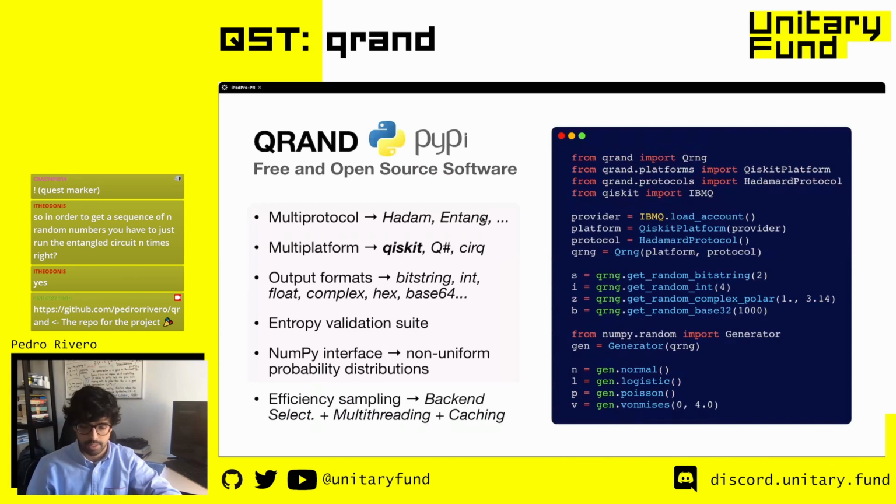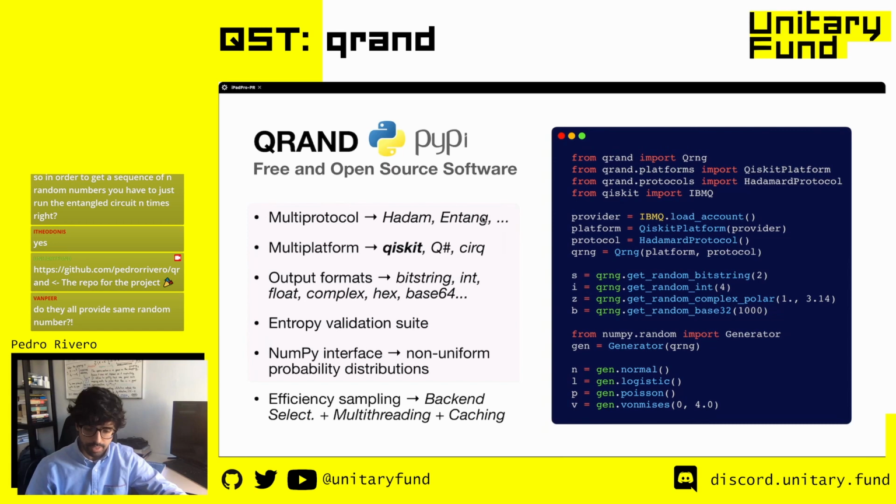All right, so how does QRAND work? First of all, as I have already explained, it's multi-protocol, so we can actually have Hadamard, entanglement, Sycamore. If you want, you can also code your own protocols. So you can use QRAND to write down protocols that then people can use on whatever platform they prefer, and with whatever validation technique they want.